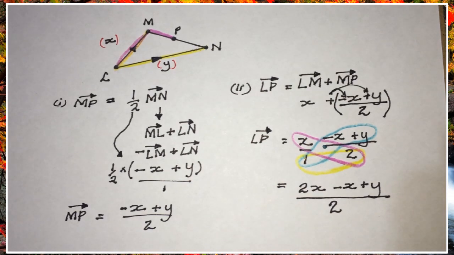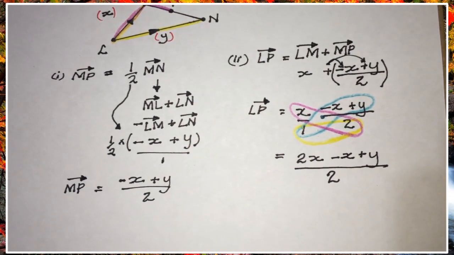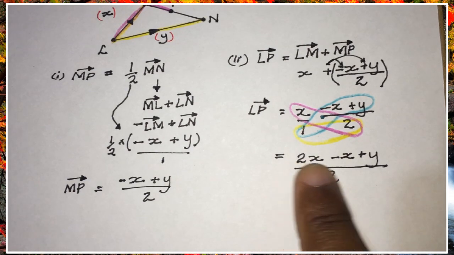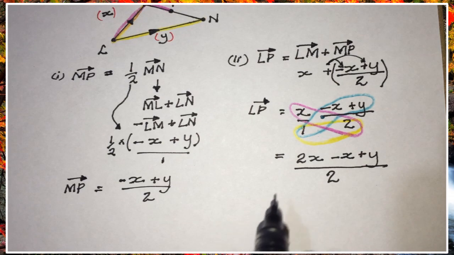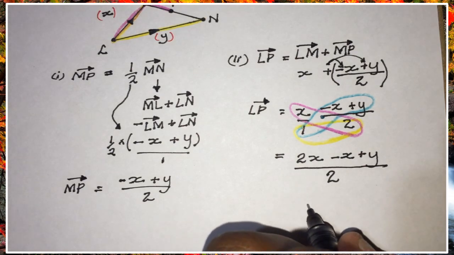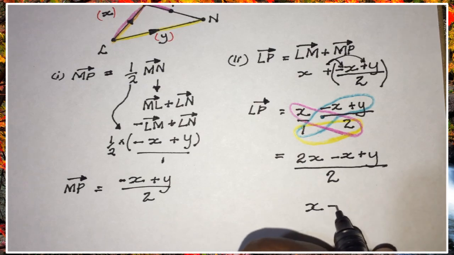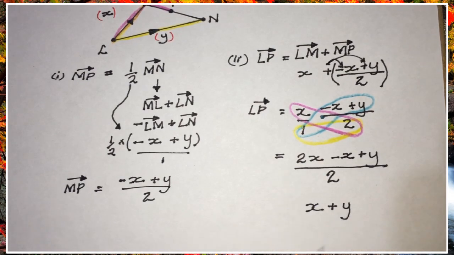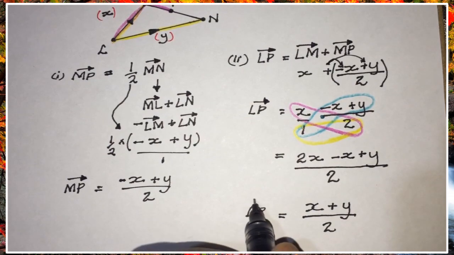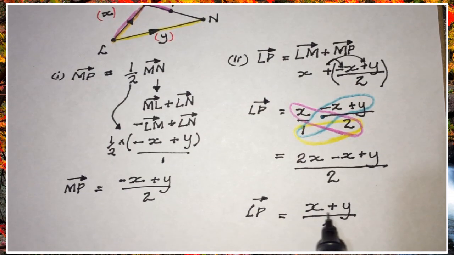So what we can do at this point now is to clean it all up. So we'll have 2 X's and we're taking away one of them. So we're going to be left with just a positive X. This is the only Y that we have, so we're going to keep it as positive Y. And remember, it is being divided by 2. So the vector L to P will work out to be X plus Y divided by 2.